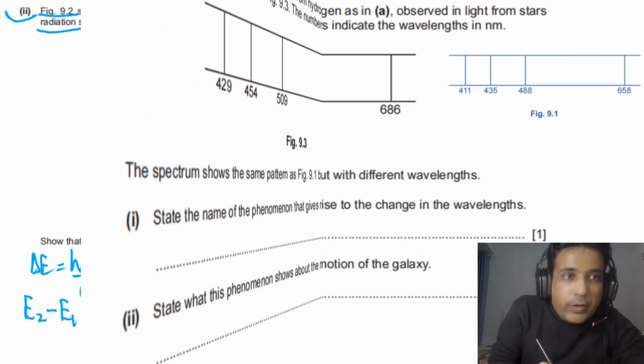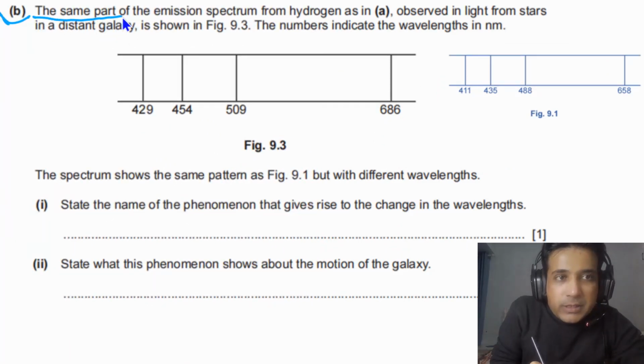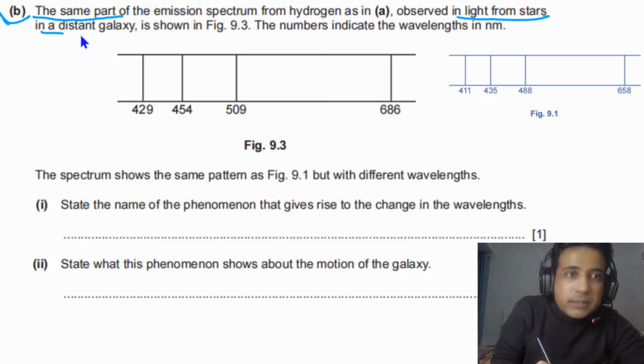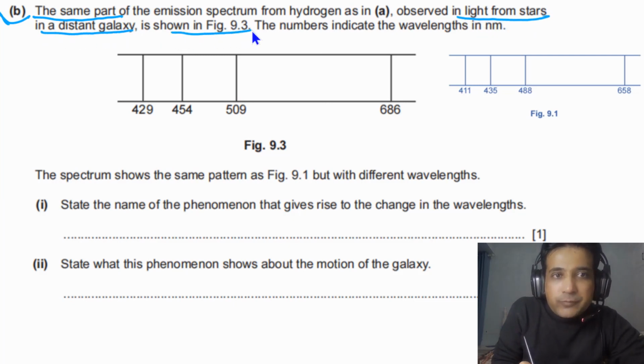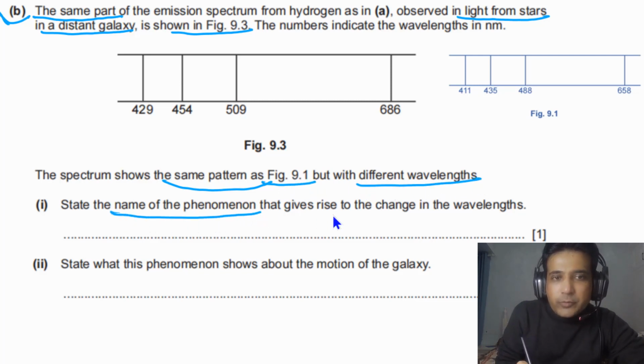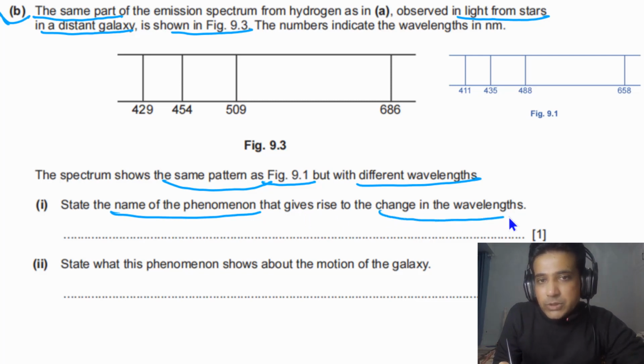For part B, it is given to us the same part of the emission spectrum from hydrogen as in part A, observed in light from stars in a distant galaxy, as shown in figure 9.3. The numbers indicate the wavelengths in nanometers. The spectrum shows the same pattern as in figure 9.1 but with different wavelengths. State the name of the phenomenon that gives rise to the change in wavelengths.